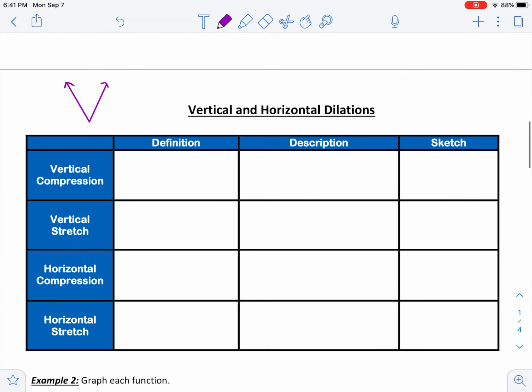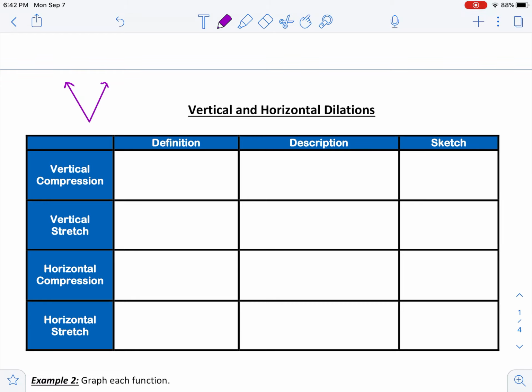Okay, so what we are going to talk about first today is vertical and horizontal dilations. When we're talking about vertical and horizontal dilations in Algebra 2 with trig and in integrated, we called them stretches and compressions. Or you would also say if it's getting wider or narrower, right? But in pre-calc, we're even more specific. We call them vertical compressions, vertical stretches, horizontal compressions, and horizontal stretches.